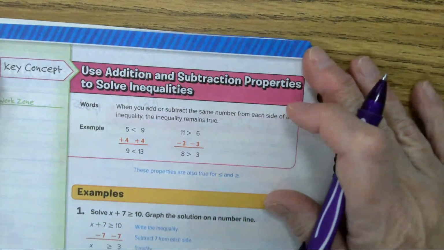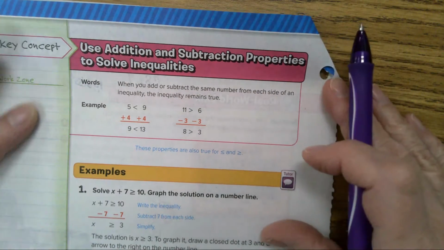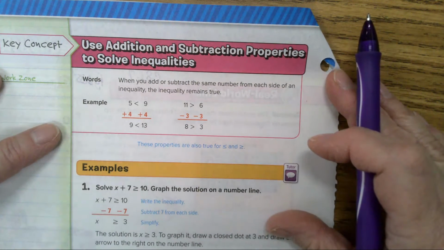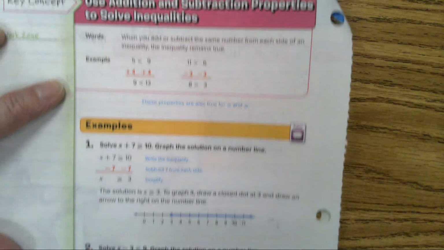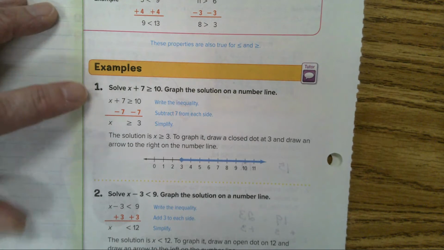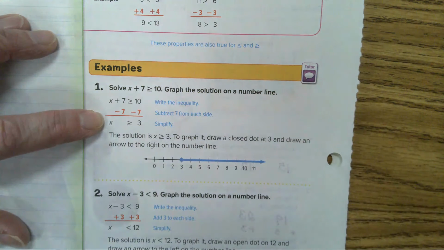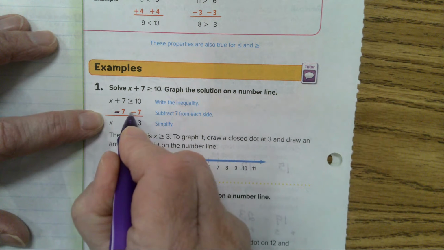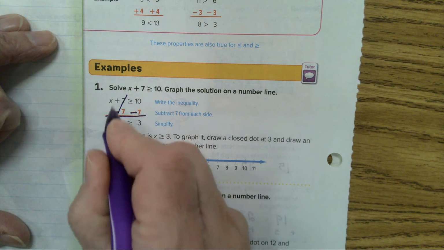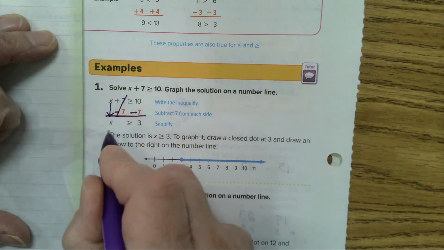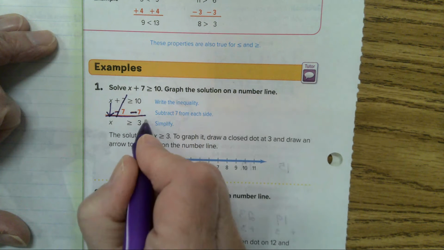Oh, this looks just like when we were doing our one-step equations. Use addition and subtraction properties to solve inequalities. All right, so let's just go on to example number 1. x plus 7 is greater than or equal to 10. How do you get rid of a plus 7? Minus 7, minus 7. Draw your line and cancel. Bring down your variable, x, bring down your inequality sign, is greater than or equal to 3.